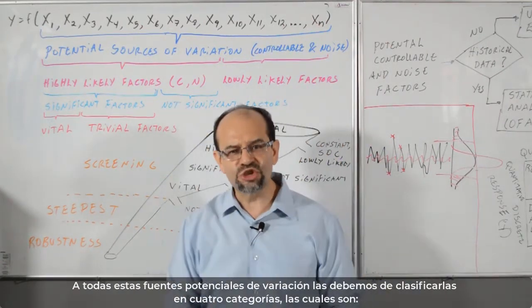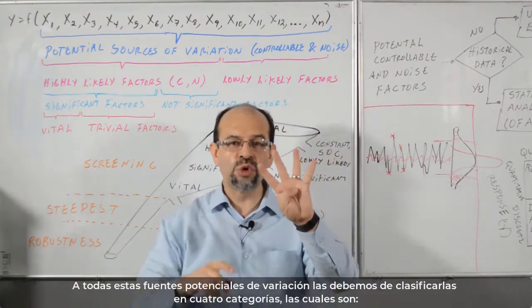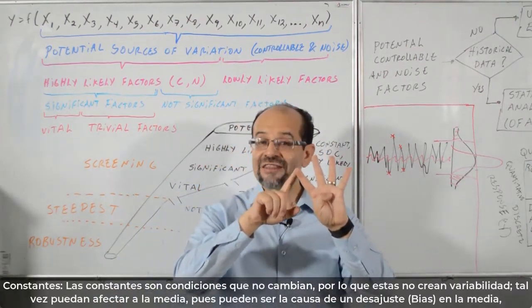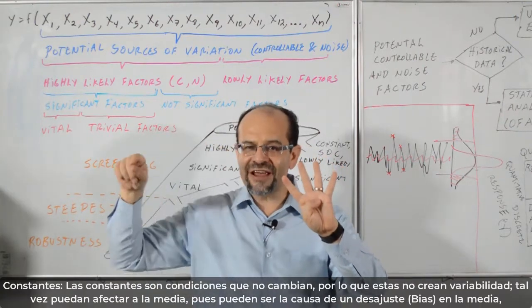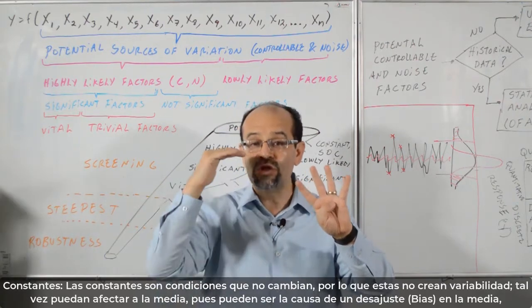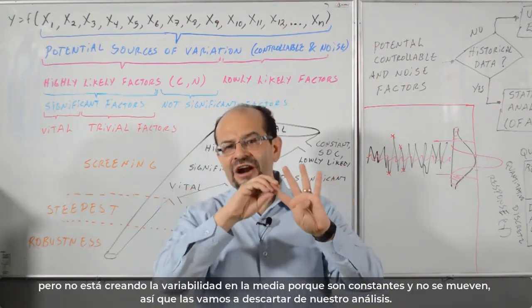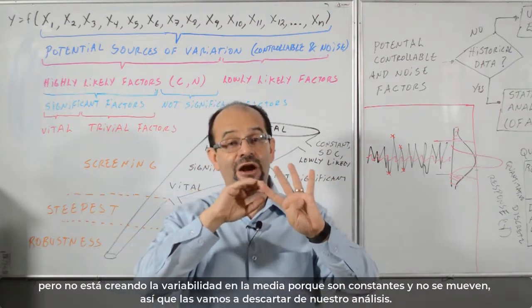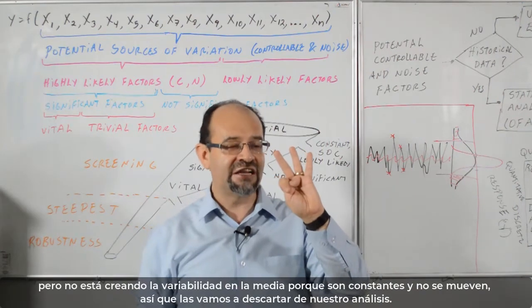Of these potential sources of variation, we have to classify them in four categories. The first is constant. The constant ones are not changing, so they are not creating variability. Maybe they can affect the mean, they can create a bias on the mean, but they are not creating variability because they are constant, they are the same, and we are going to discard those from our analysis.